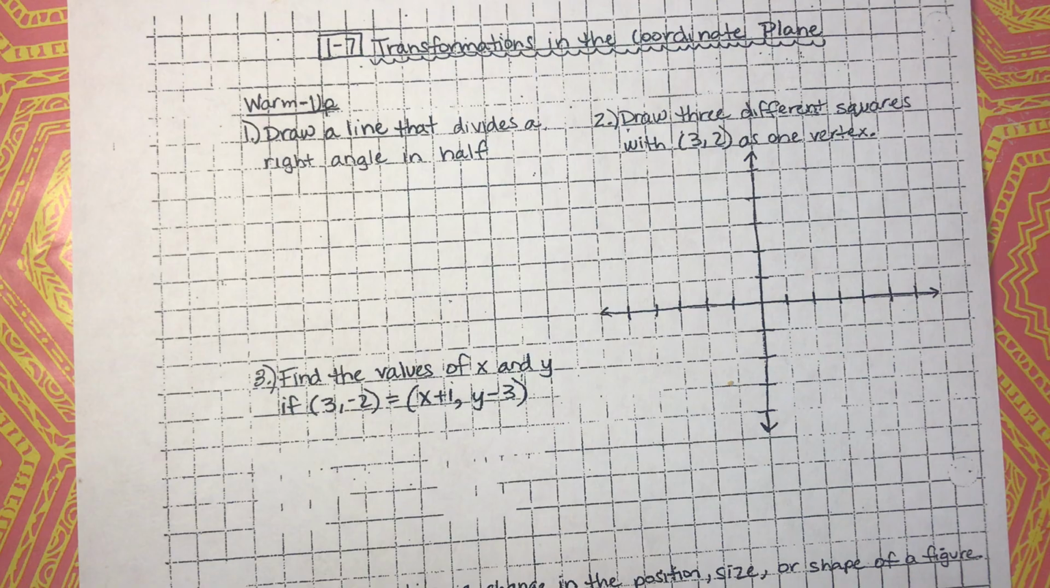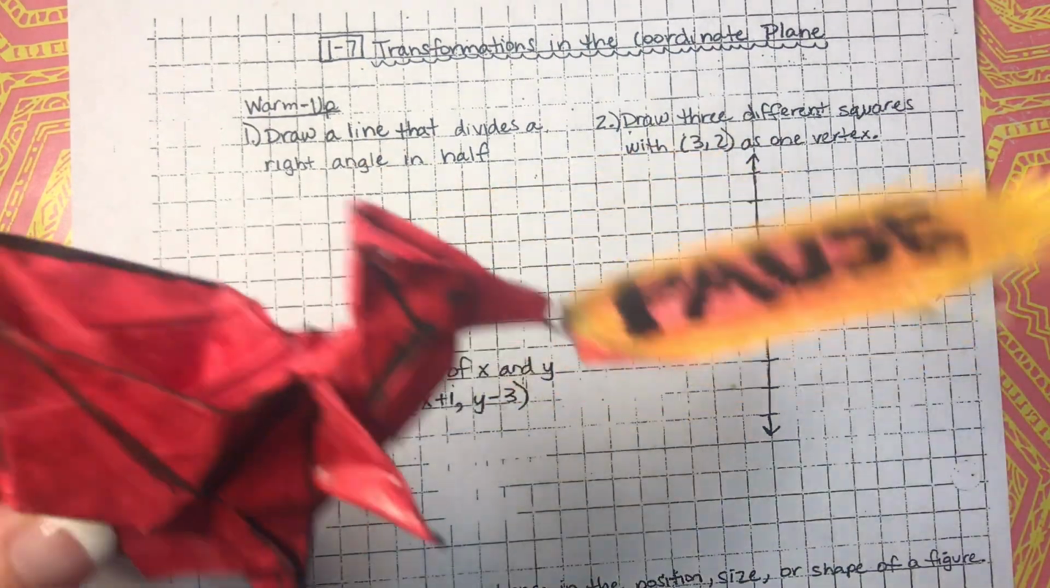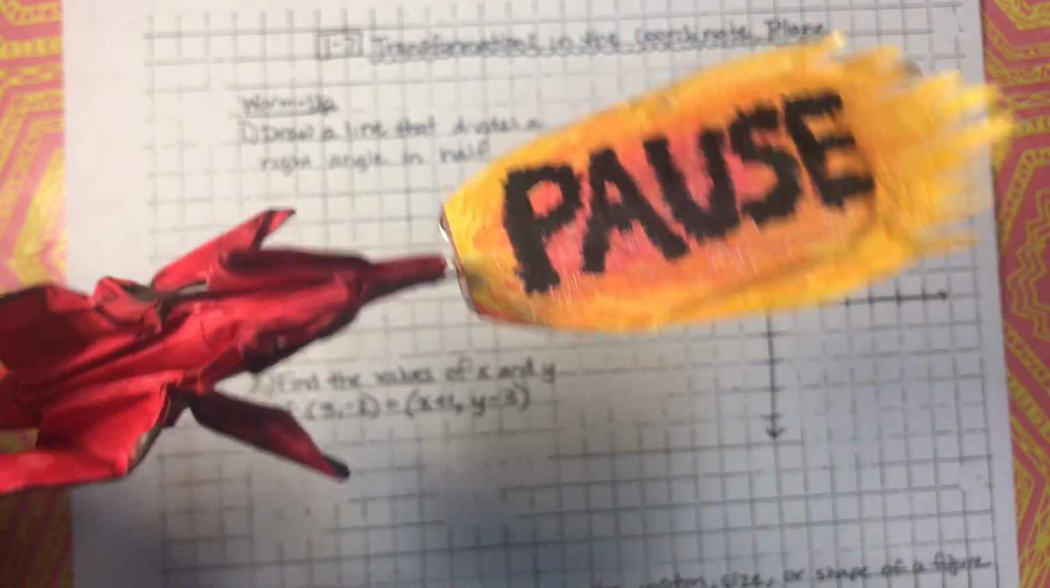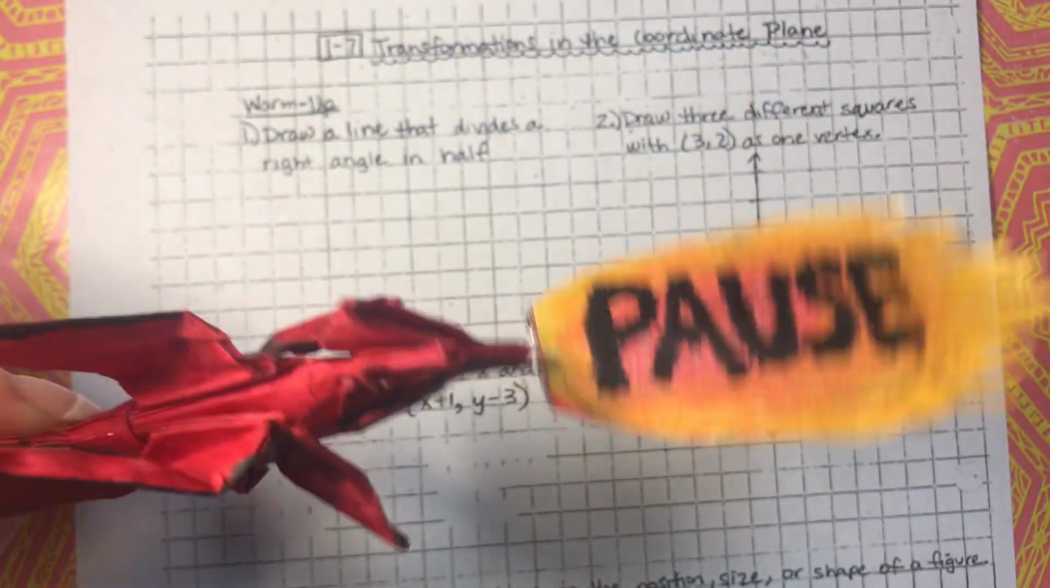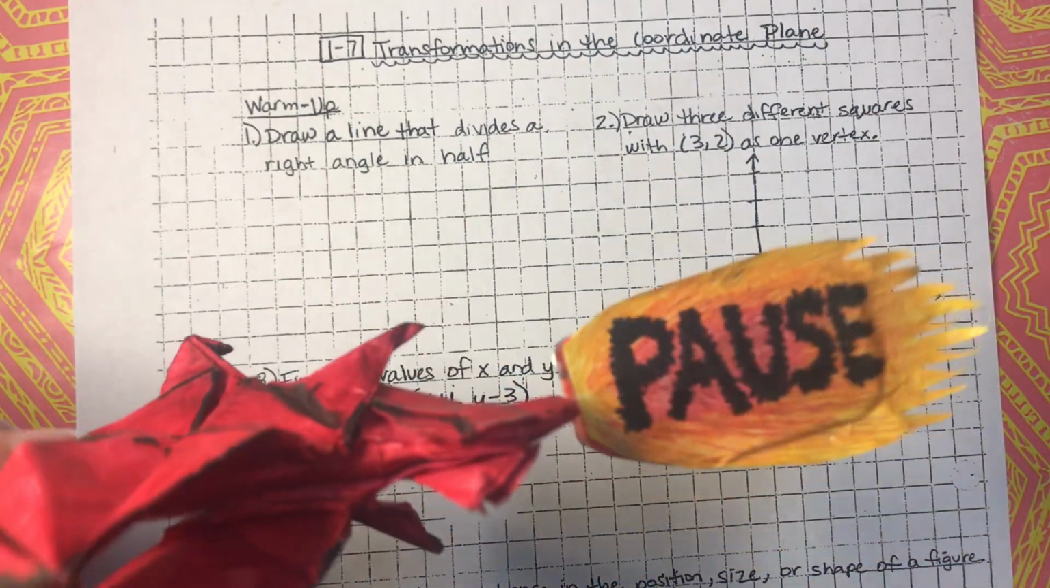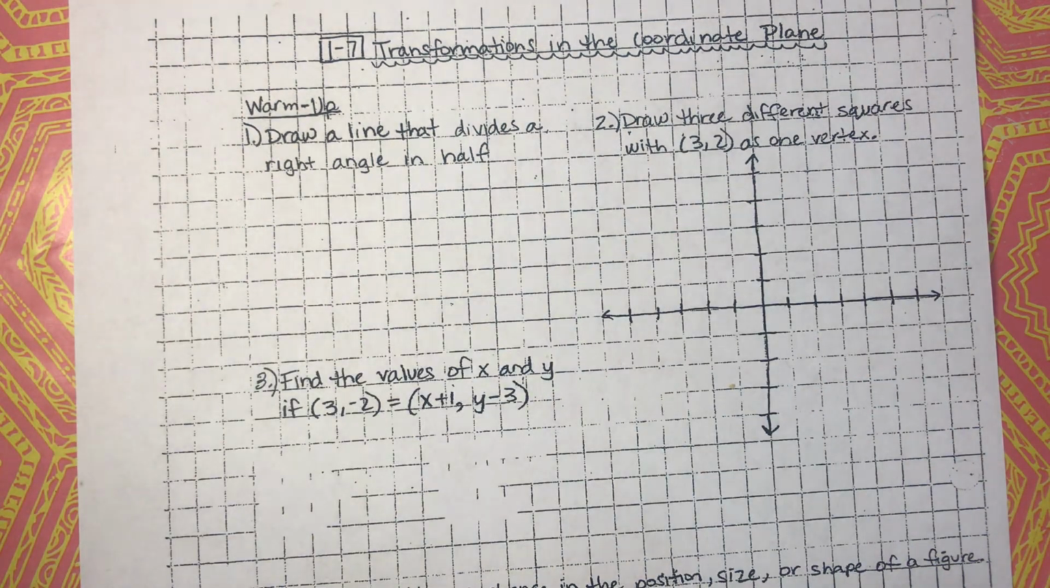All right, where's my friend? Oh, here's the pause dragon. Remind you, it's time to pause. Work out those 3 warm-up problems, and then come back and press play, and then we'll go over them.